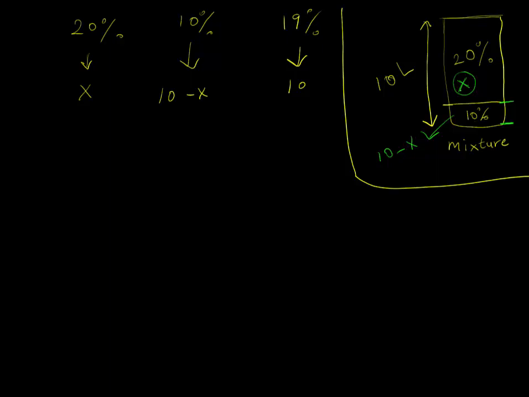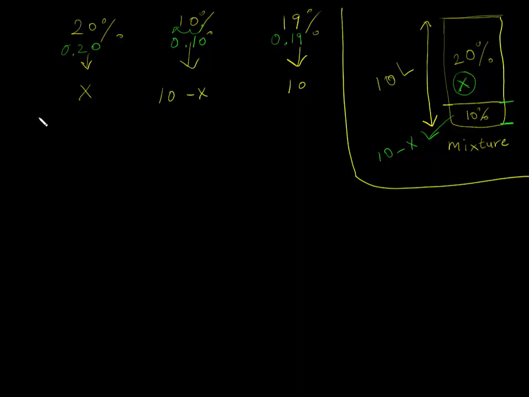Next step is, because you cannot do math just with percents, you have to change those percents into decimals. So 20% is nothing but 0.20, and if you remember, percents to decimal is just move the decimal over twice to the left. So 0.10, this will be 0.19.